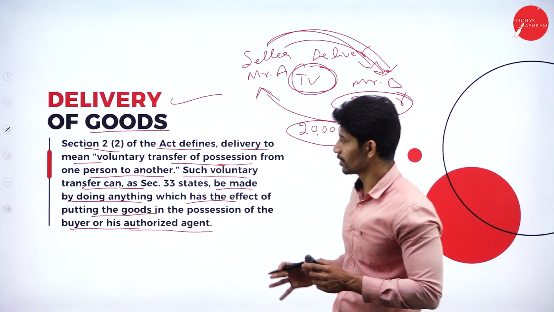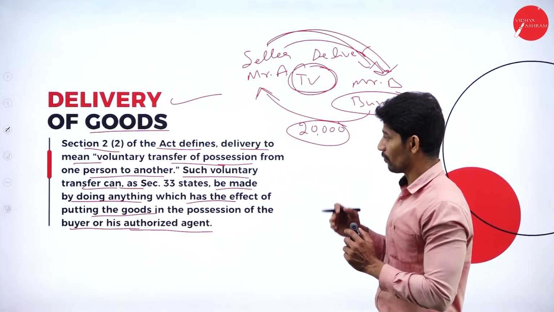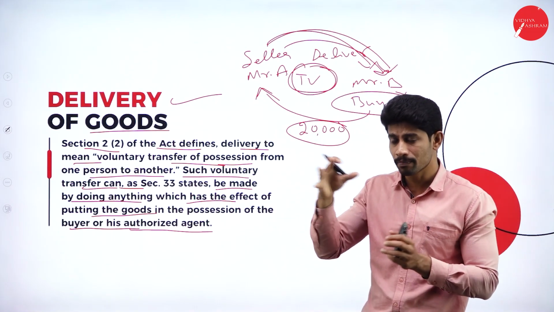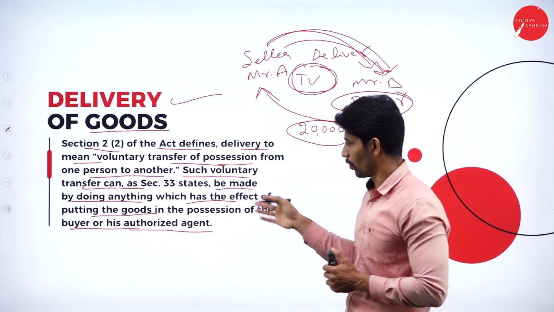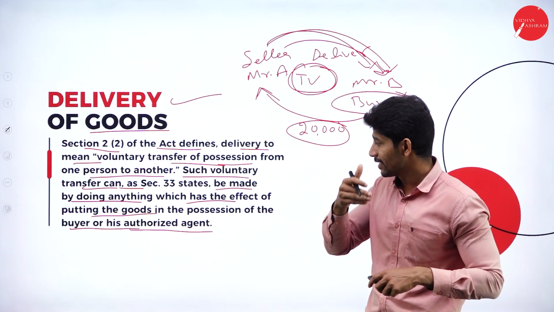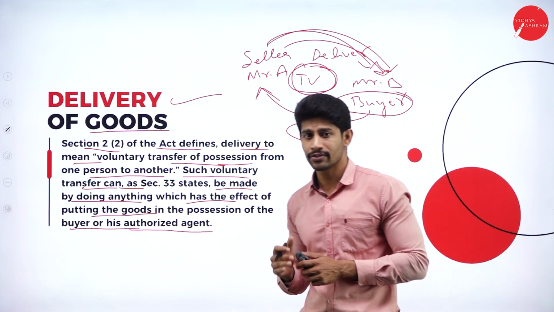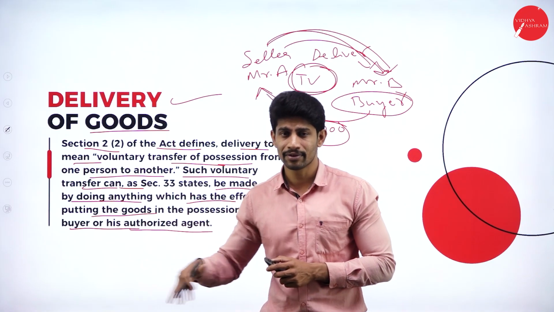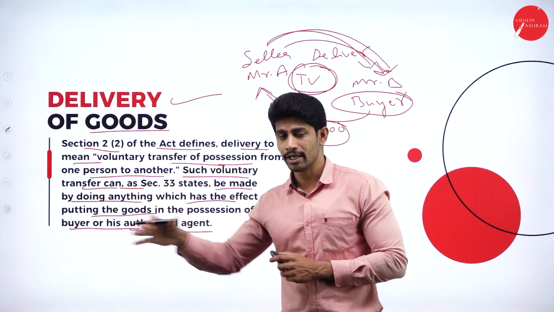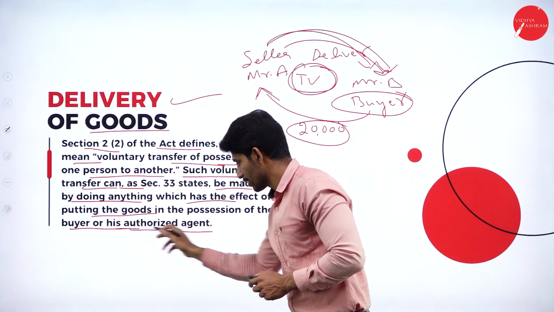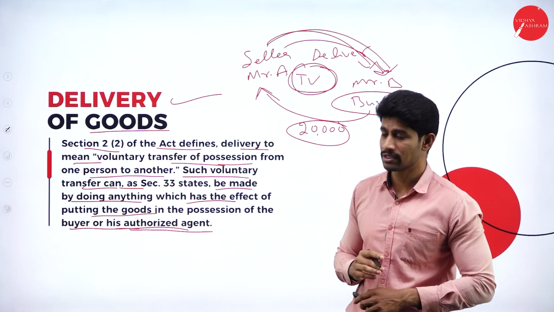So delivery of goods, as per Section 2 subsection 2, is the voluntary transfer of possession from one person to another. According to whatever Section 33 states with respect to delivery of goods, we are supposed to transfer or deliver the goods. As a seller, we are supposed to deliver the goods from our possession to the buyer's possession or to the buyer's authorized agent. This is the meaning of delivery of goods under the Sale of Goods Act.